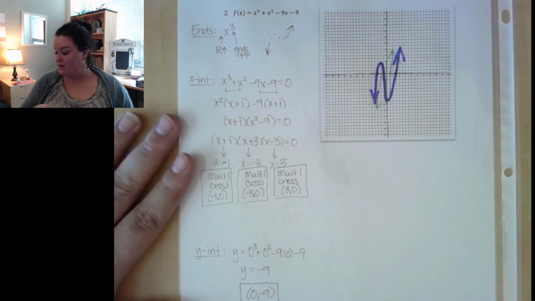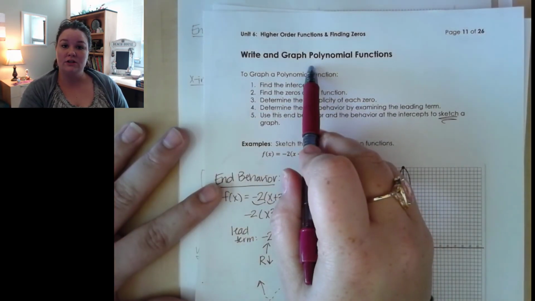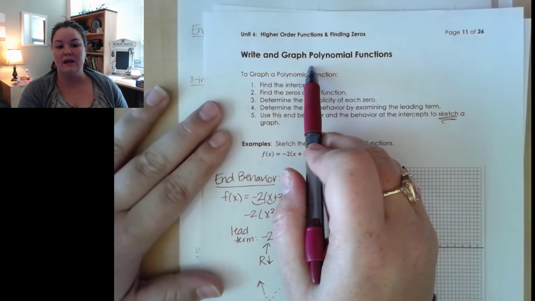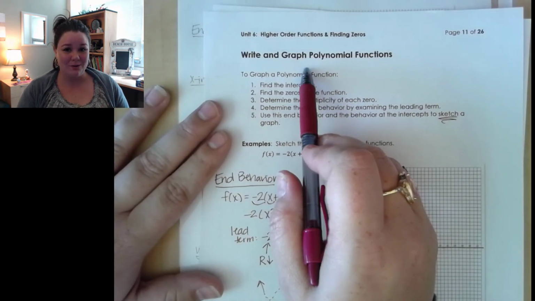Okay? All right, so that is the end of write and graph polynomial functions. There is a regular Knewton assignment as well as a worksheet, so you should now be able to complete both of those. If you have any questions, just let me know.